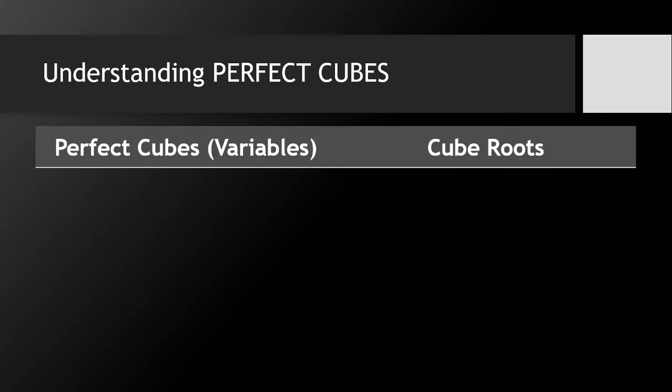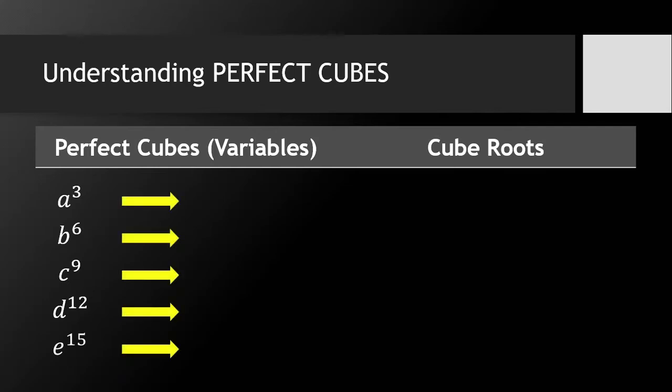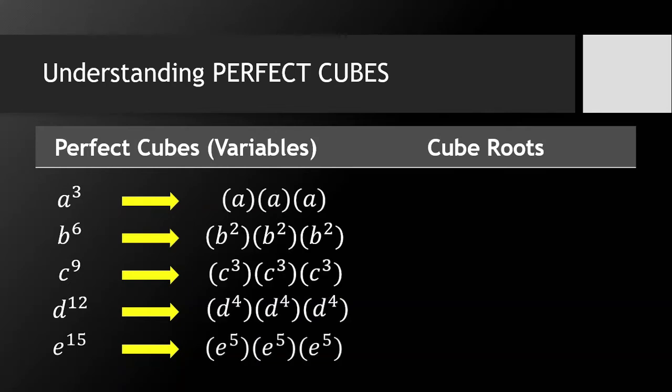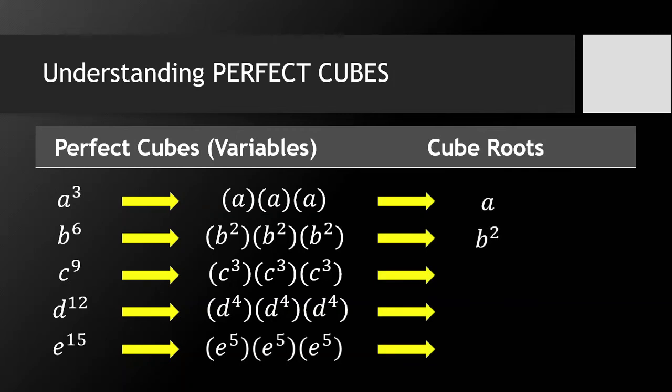Similarly, for the perfect cubes in terms of the variables, a cubed, b raised to 6, c raised to 9, d raised to 12, and e raised to 15, our examples earlier, which are the result of multiplying a particular variable 3 times to itself, we can also extract their cube roots. For a cubed, we have a; b raised to 6, that's b squared; c raised to 9, that's c cubed; d raised to 12, that's d raised to 4; and for e raised to 15, that's e raised to 5.